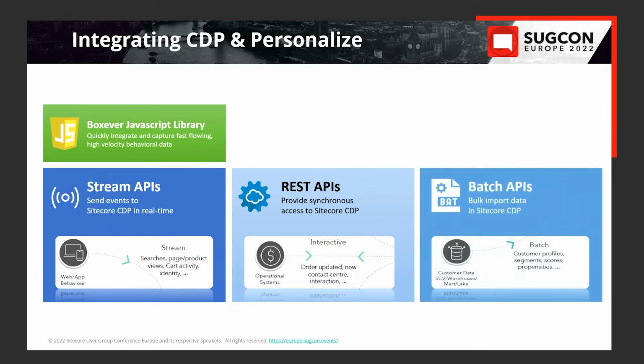Last but not least, you have the batch API, which is the API used for batch bringing data into CDP. And here, it is used for importing historical data from external systems to the CDP. Okay? And that's the equivalent of the XConnect Client API and the Universal Tracker, right?